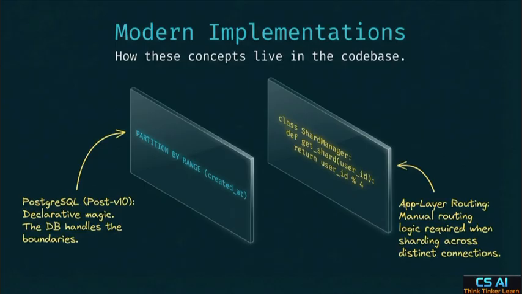How does this look in the code? In modern Postgres, it's often declarative magic, just a simple PARTITION BY RANGE command and the DB handles the boundaries. But when you hit the sharding level, you're looking at application layer routing. Writing code that says, hey, find the shard for this user ID. It moves the responsibility from the database to your application logic.